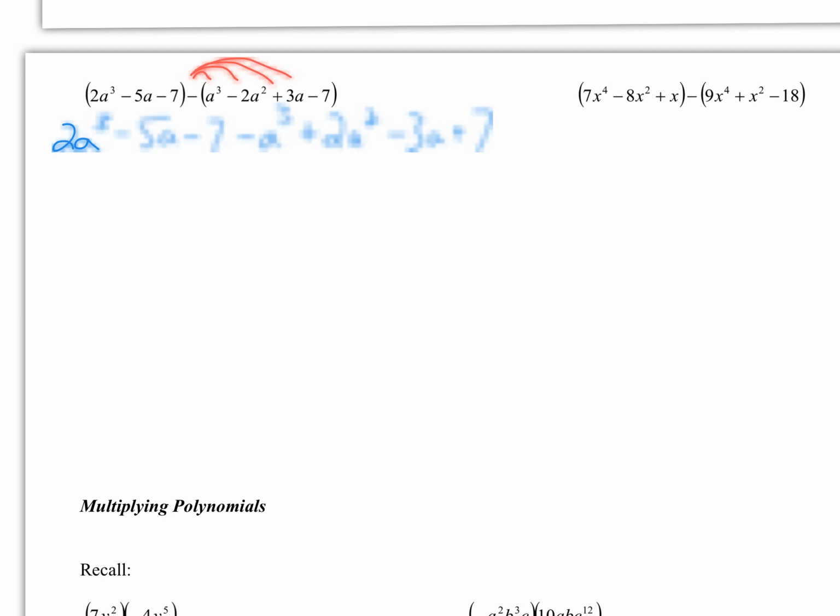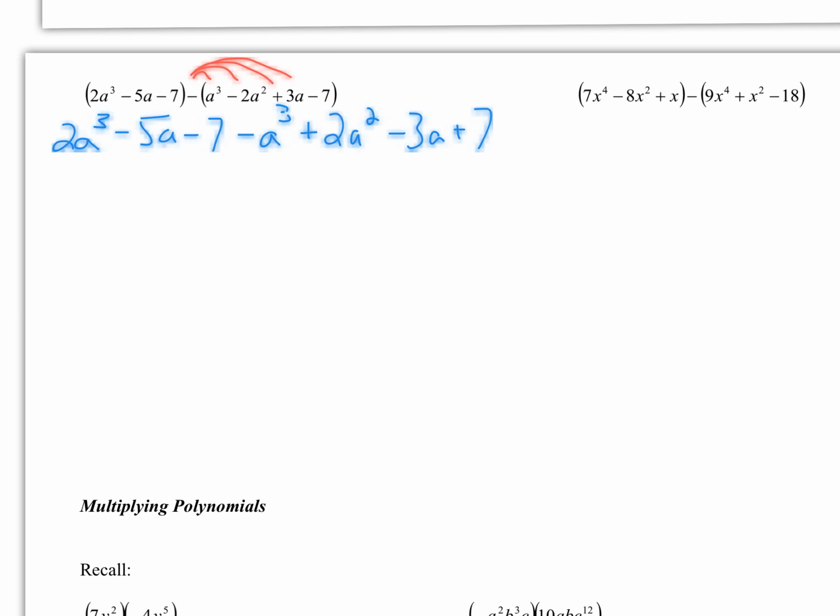Oh, my pen's not working so well right now. Let me try to rewrite that. 3 minus 5a minus 7. And distributing that negative, it now changes all these signs. So that would be like my subtraction. Minus a cubed plus 2a squared minus 3a plus 7.